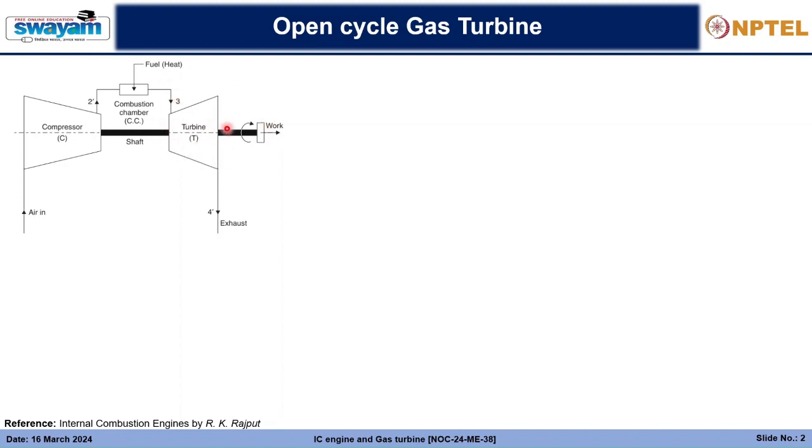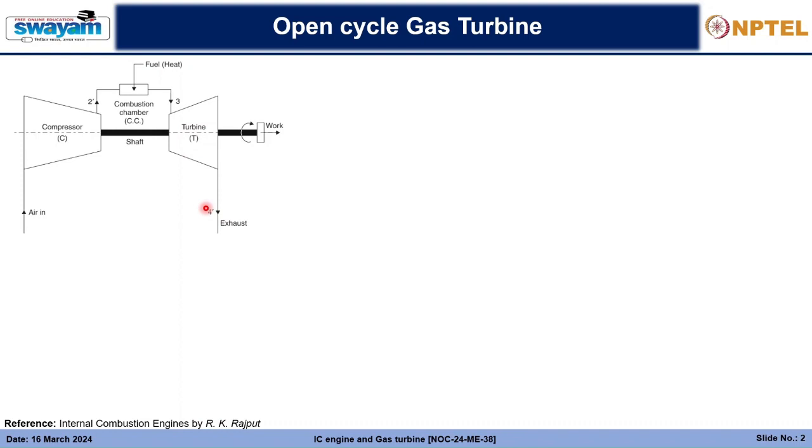And the gas which has now expanded, although still at higher temperature, will be released from the exhaust. But later on we will see that this exhaust gas can also be reused, so that the energy which is lost from the exhaust gas can be recovered and the efficiency can be increased.